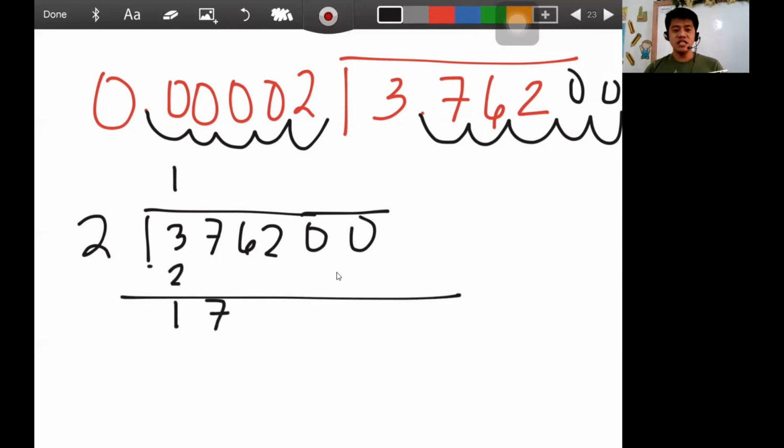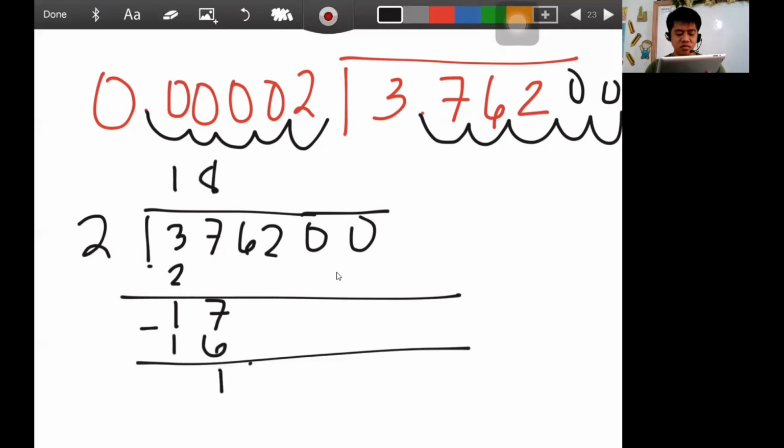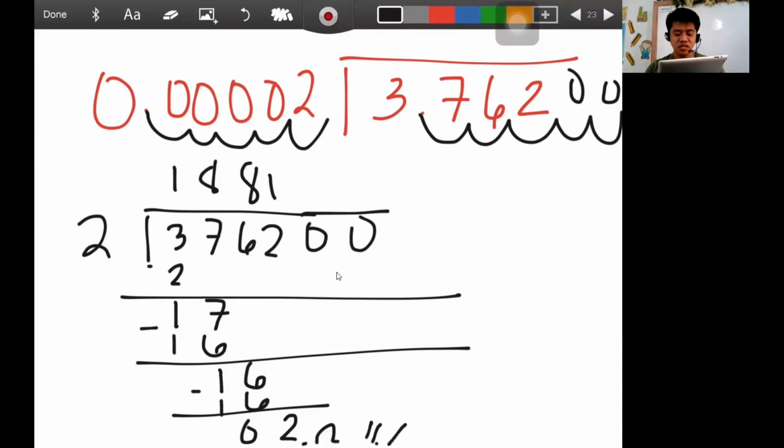7. 17 divided by 2 is equal to, ilan kaya ang 17 divided by 2? It's 8. 8 times 2 is equal to 16. 17 minus 16 is 1. 16 divided by 2 is equal to 8. 8 times 2 is equal to 16. 0. Bring down 2. 2 divided by 2 is equal to 1. And 1 times 2 is equal to 2. And 2 minus 2 is equal to 0.